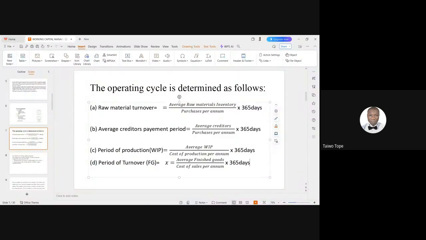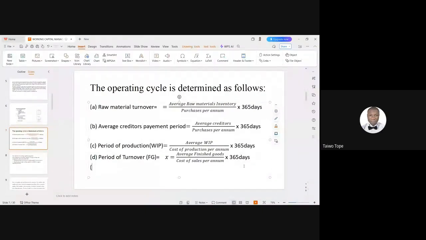What else can we look out for? Debtors payment period. Okay, fine. We can look out for average debtors. Is it debtors payment or collection? Collection. When it is debtors, you collect. When it is your creditors, you do what? You pay them.